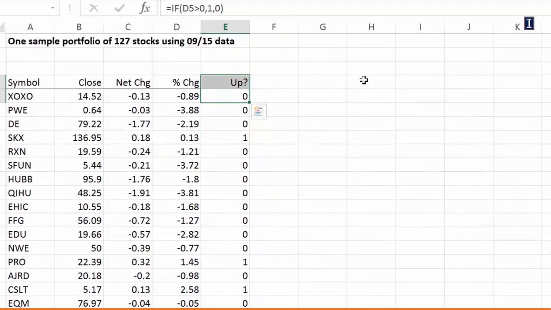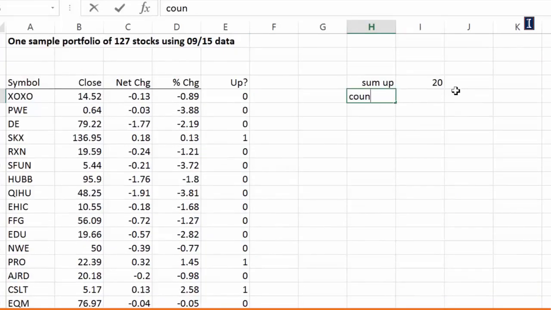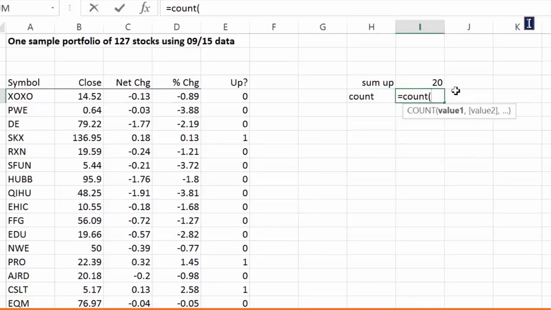So what is the proportion for my portfolio? Again, I'm going to find the sum of the ups, and that would be the sum of the values I have here. Then I'm going to look at the count. I should have 127 because that's what I have told you, but it never hurts to redo it. Count. And as I mentioned, I have 127.